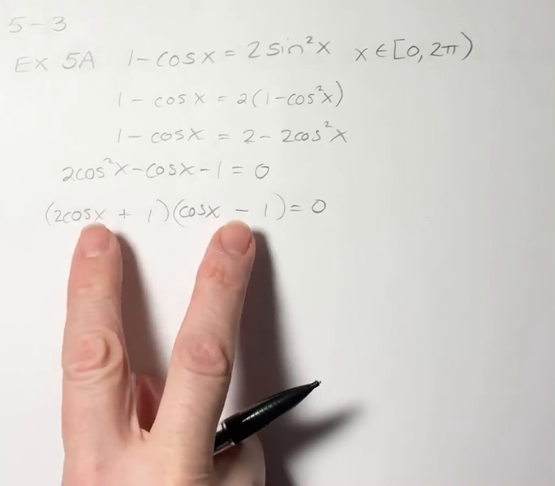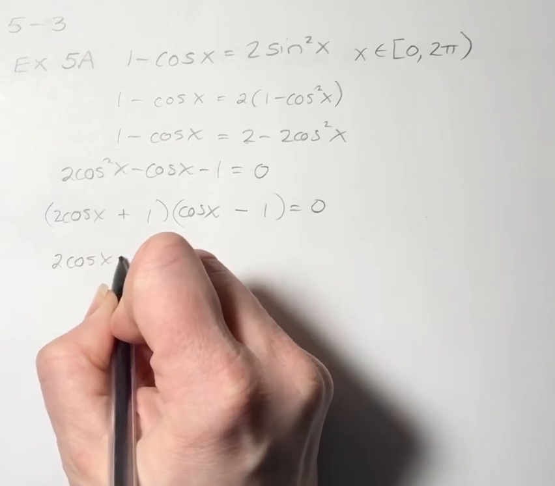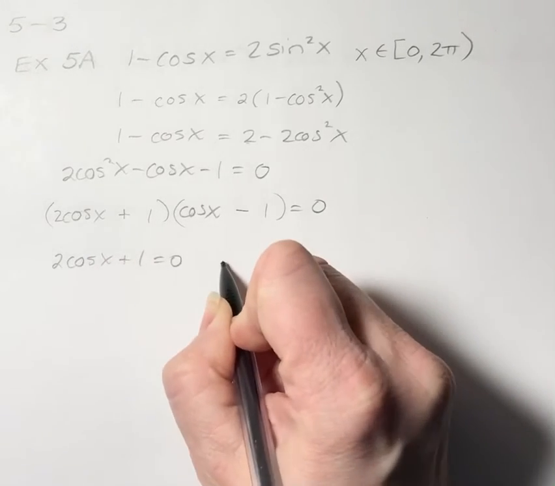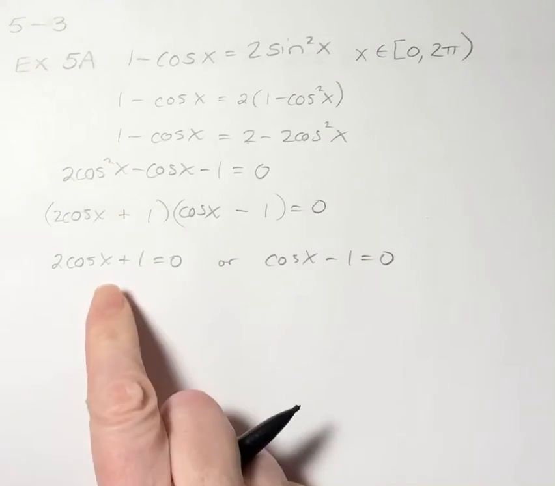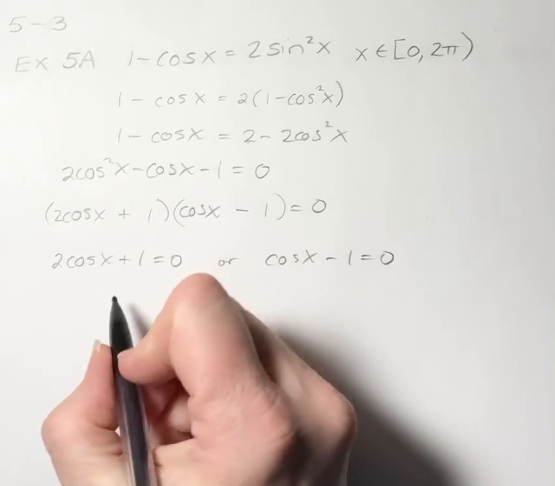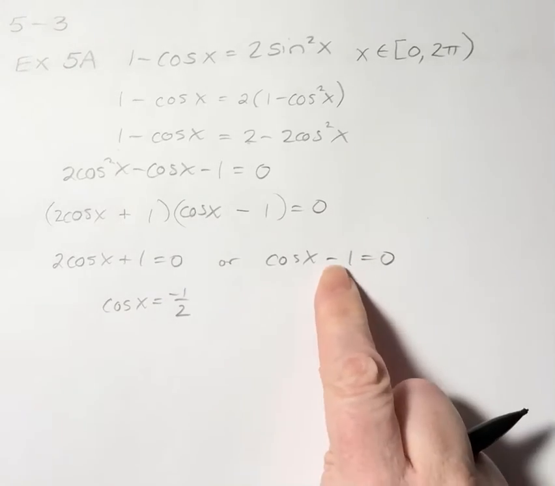Zero product property, I'm going to set these both equal to 0. So 2 cosine of x plus 1 equals 0, or cosine of x minus 1 equals 0. So I'm going to subtract 1 and divide by 2. And I'm going to add 1.